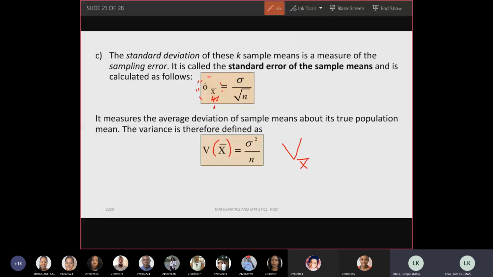Okay, so the variance of the means is the average deviation of the sample means about its true population. So we just say this is sigma squared over n. Now, if I'm here and I want to get there, this is the standard deviation and this one here is your variance. I'm sure you know that when you square your standard deviation, you get the variance. And if you square this one over here, you will end up with sigma squared over n.